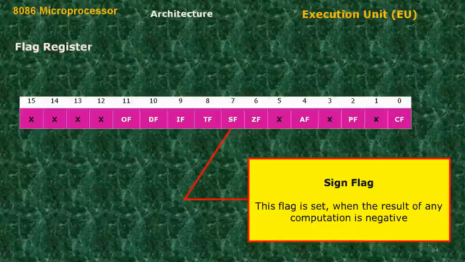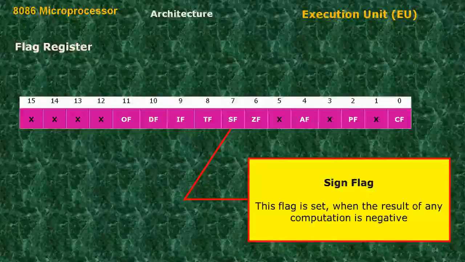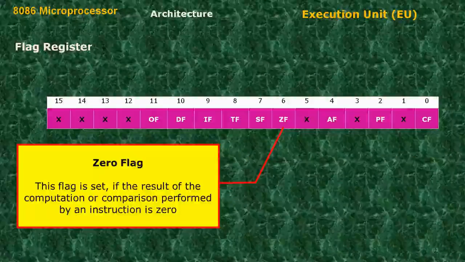Anyhow, the sign flag will show you the sign of the result, whether it is positive or negative. If it is 0, the result is positive. If it is 1, the result is negative.